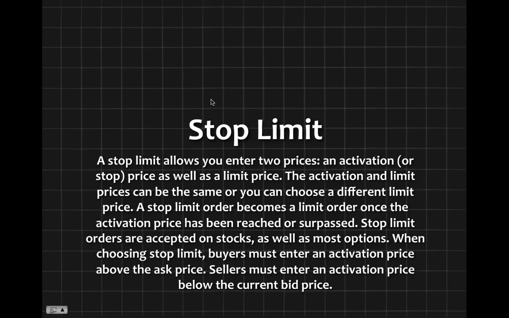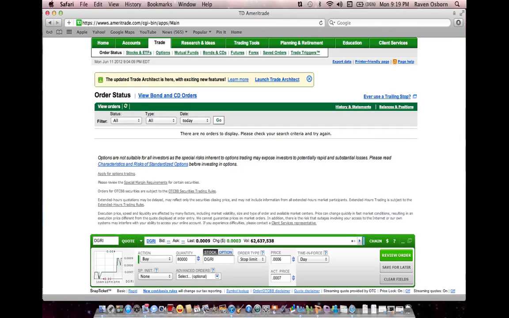So the last one I want to hurry up and go over here is stop limit. A stop limit allows you to enter two prices: an activation or stop price as well as a limit price. The activation and limit prices can be the same, or you can choose a different limit price. A stop limit order becomes a limit order once the activation price has been reached or surpassed. Stop limit orders are accepted on stocks as well as most options. When choosing stop limit, buyers must enter an activation price above the ask price, and sellers must enter an activation price below the current bid price.